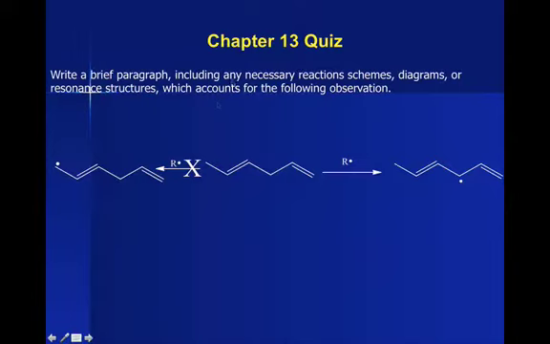So I want you to think about this particular problem. This, of course, isn't a quiz, but I want you to think about why a free radical will abstract a hydrogen from this carbon and give us this product, and not abstract a hydrogen from this carbon to give us this product. So think about that, and I will see you all next week.